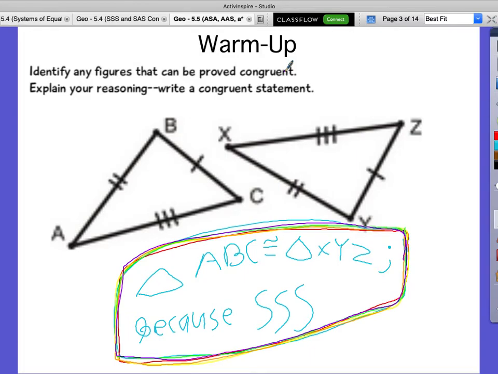So today, Honors Geometry, Thursday, the 23rd of January. Students will be able to use AAS, ASA, and HL to prove triangles congruent. Section 5.5. This is actually our last section as well, guys.